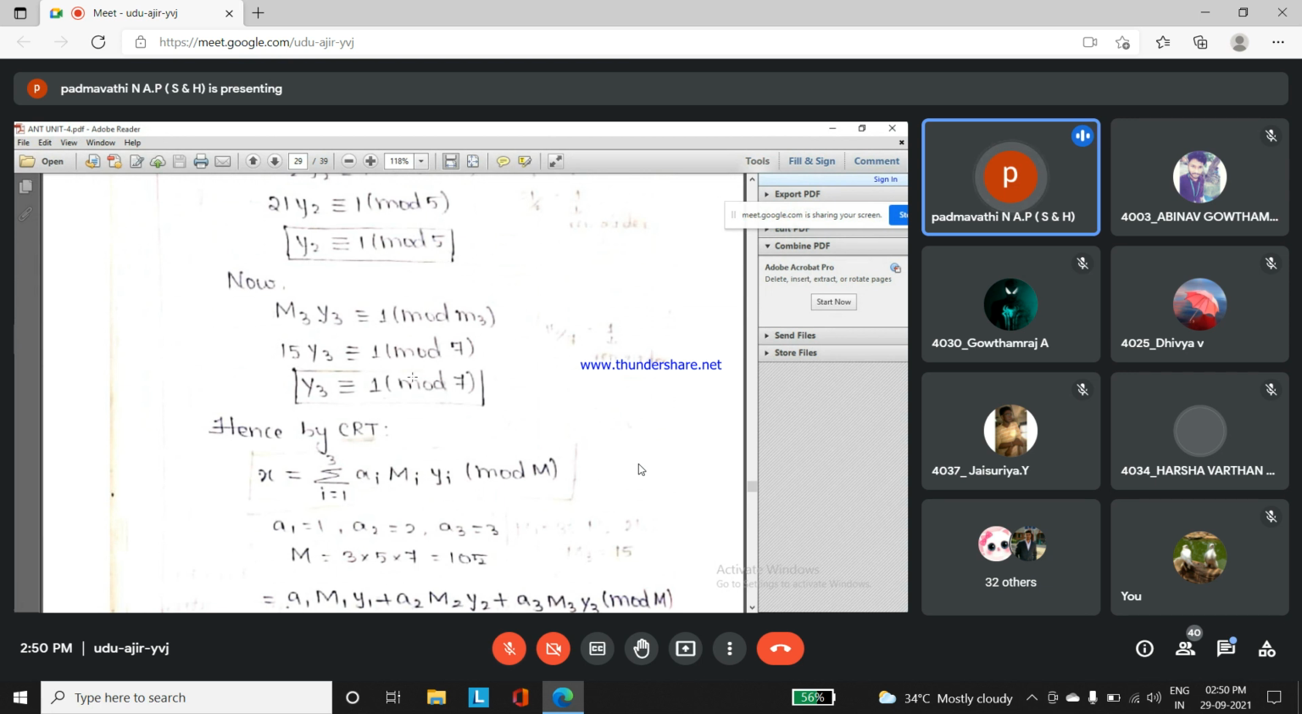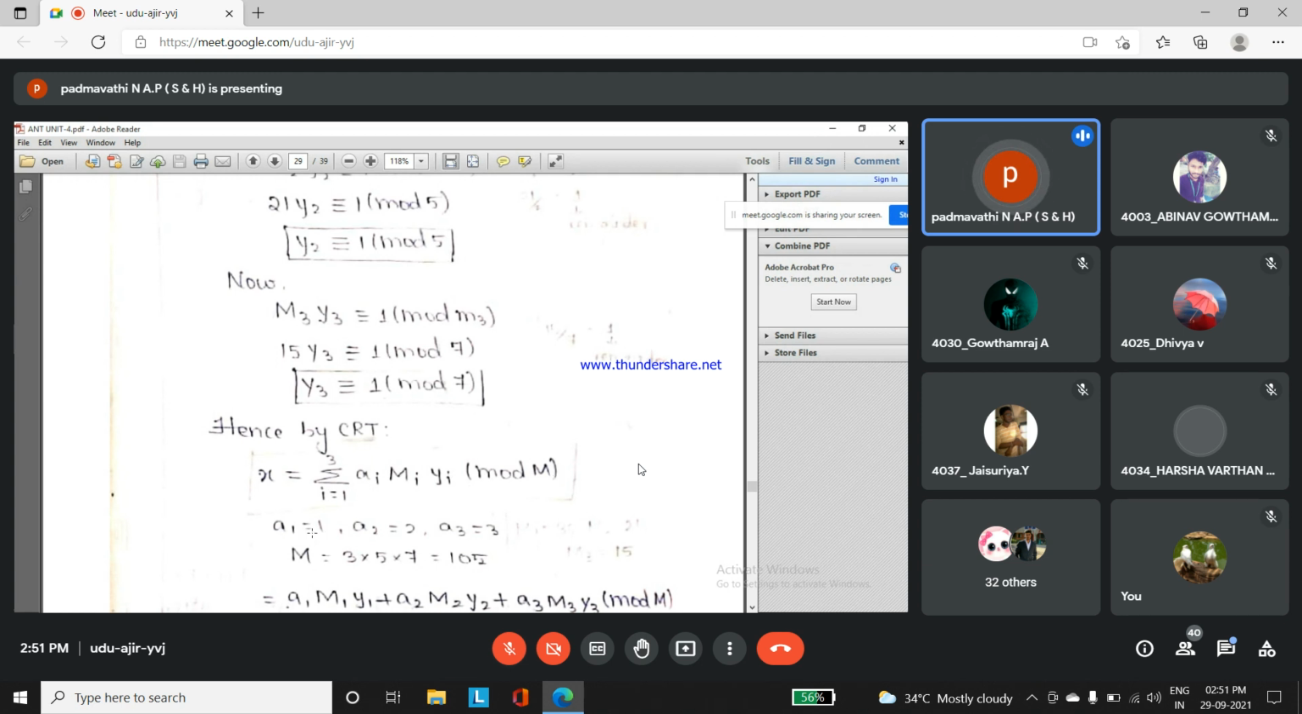15 ஐ 7 ஆல டிவைட் பண்ணோமா, ரிமைண்டர் என்னப்பா வருது? 1, okay va. So y3 is congruent to 1 mod 7, okay. So hence by Chinese remainder theorem, x is equal to summation i equal to 1 to 3 ai mi yi, okay, mod M.